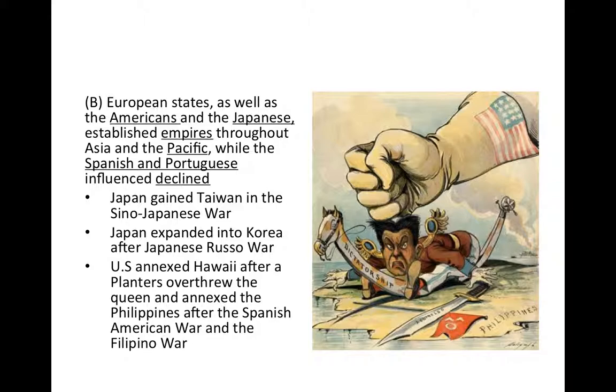Also, the Japanese went to war with the Russians in the Russo-Japanese War, and the war was not necessarily a victory, but the Treaty of Portsmouth gave Japan basically control of Korea. So Japan again is imperializing in the Pacific. And again, I think Taiwan and Korea are two great examples of that. They also were able to gain a foothold in Manchuria, which is northern China.